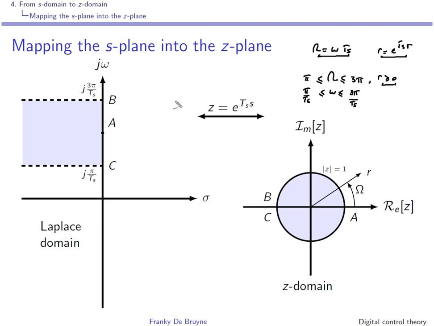Okay, so we can see that we consider strips where the analog frequencies are in between pi over ts and 3 pi over ts, and this is a different strip than the one that we had considered in the previous slide, but it's also a strip of width 2 pi over ts. And this whole strip, left part and right part, is mapped on the entire z-plane. So if we consider sigma smaller than 0, if we look at this relation over here, we see that r is going to be smaller than 1. So the half strip to the left of the j omega axis is going to be mapped inside the unit circle, and this is what is shown here in gray.